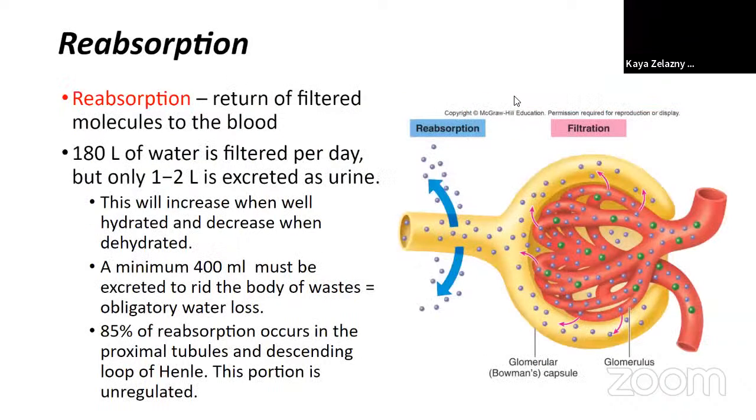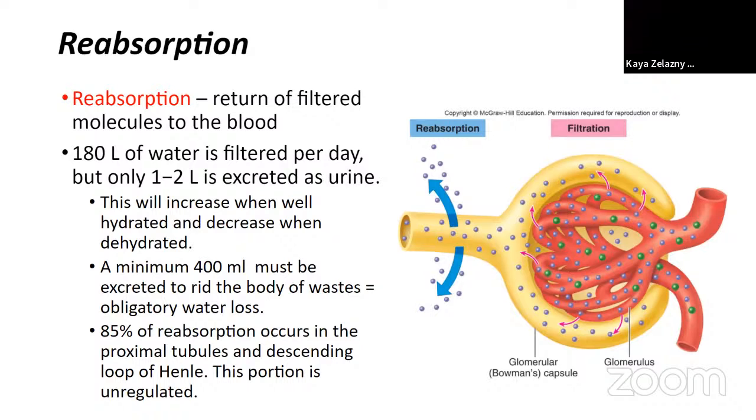So we filter out 180 liters of water per day, but only about 1 or 2 liters is excreted as urine, which means we're reabsorbing a ton of water. We looked at how that works. So most of the reabsorption is happening in the proximal tubules. It's at 70% in the proximal tubules. A little bit is happening in the descending loop of Henle.